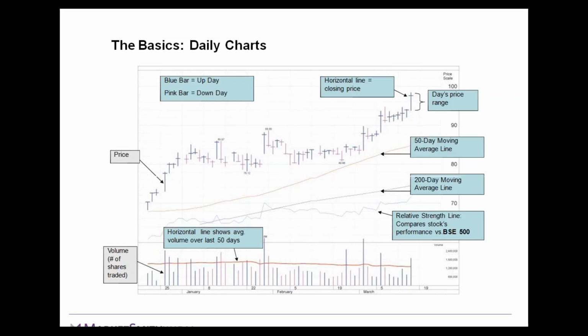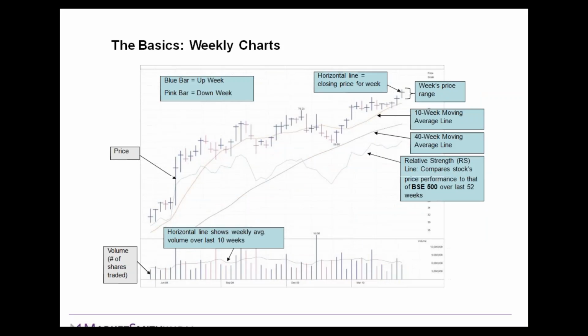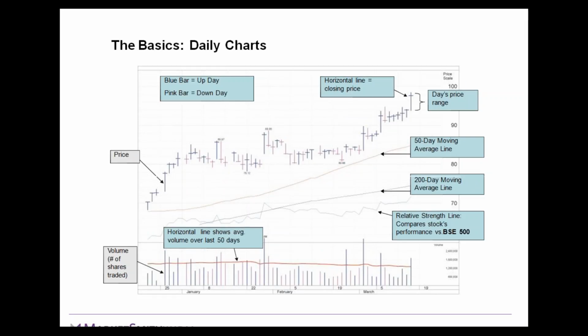Okay, so this is the daily chart that we are seeing. We're going to discuss both types of charts, the daily chart and the weekly chart. First, let's have a look at the daily chart. When we talk about a daily chart, the bars that we see here are the price. These are all the prices that we see in bars.